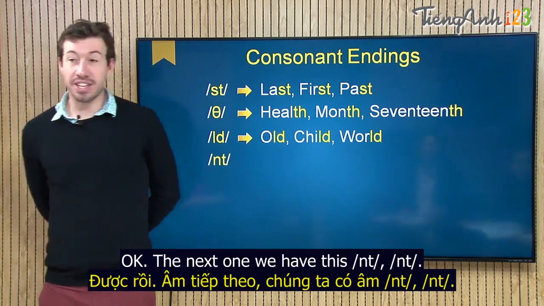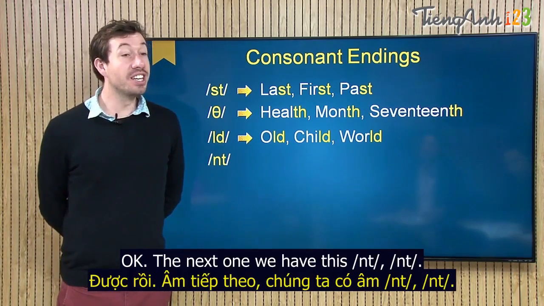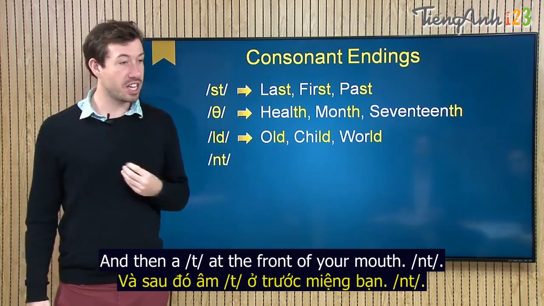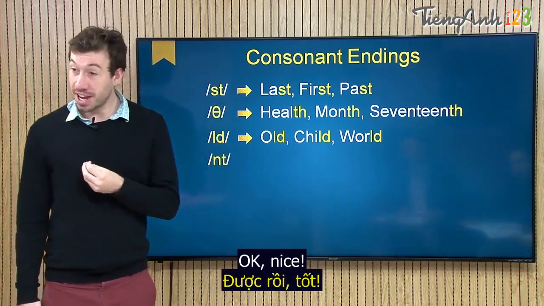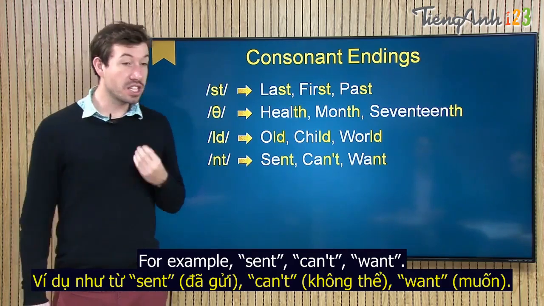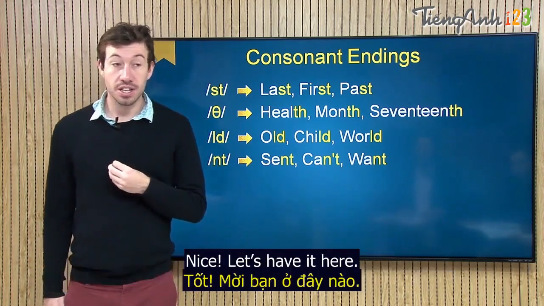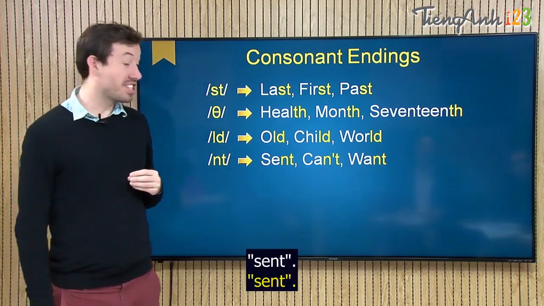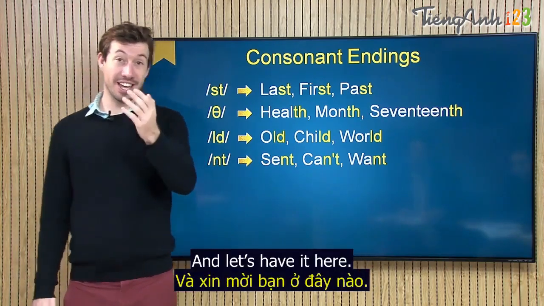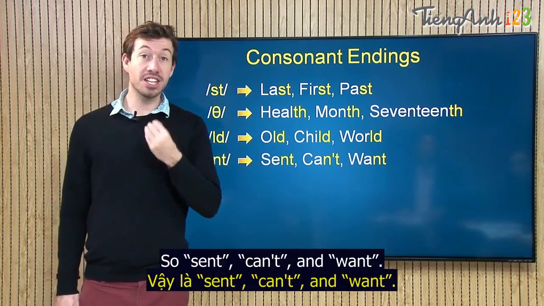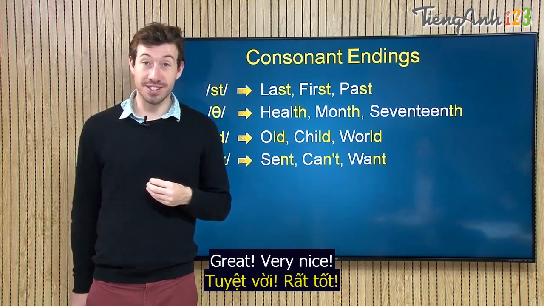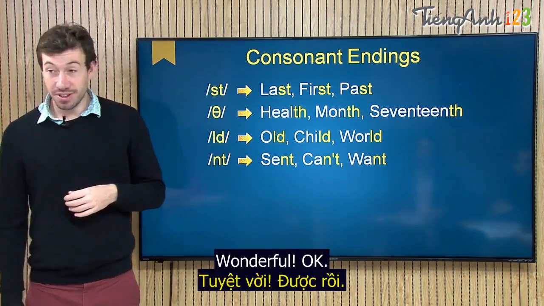Okay, the next one, we have this nt. So the n is through your nose, and then a t at the front of your mouth. For example, scent, can't, want. Nice. Scent. Can't. Want. Sounds good. So scent, can't, and want. Great. Very nice. Wonderful.